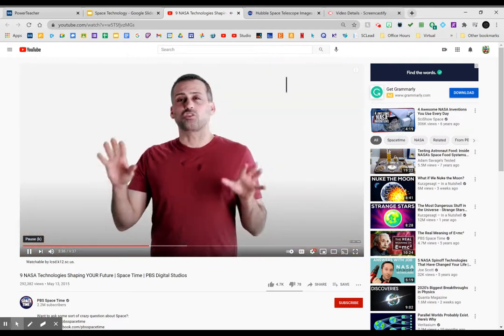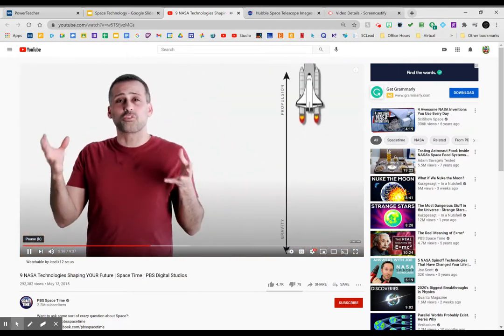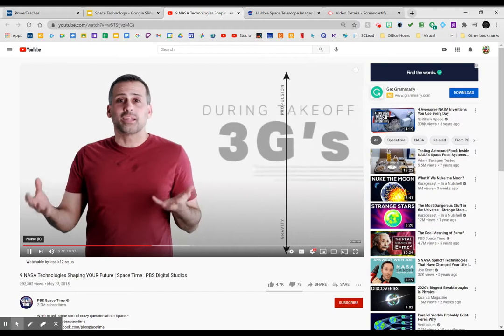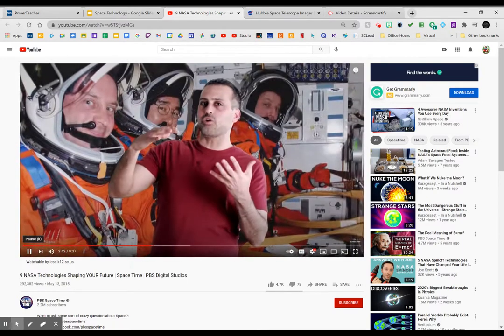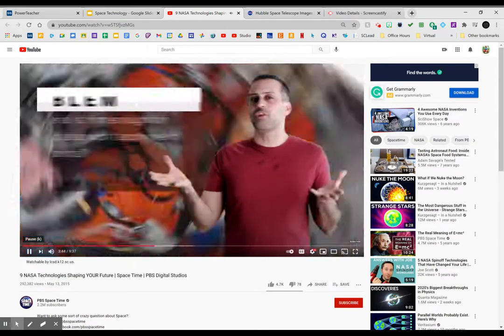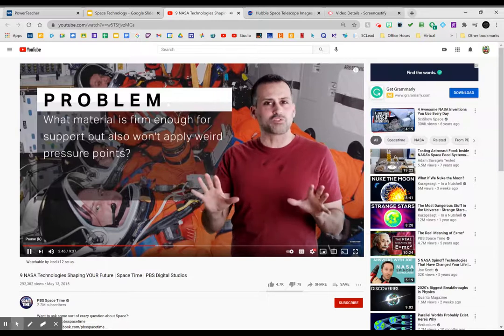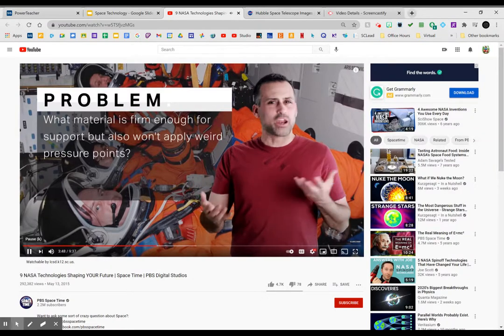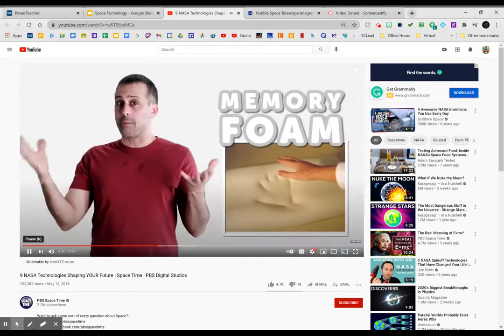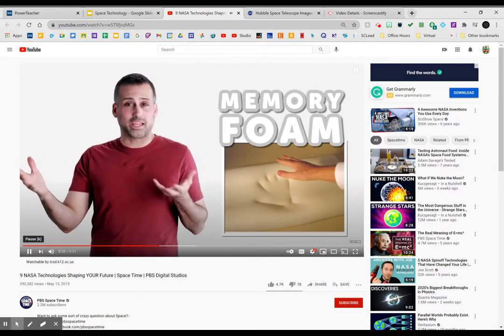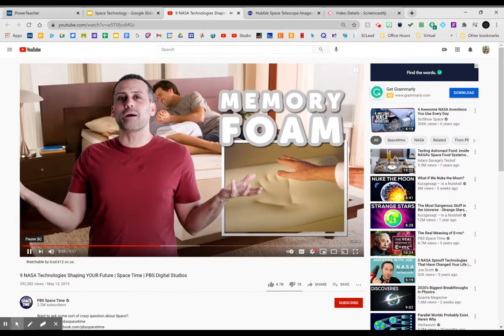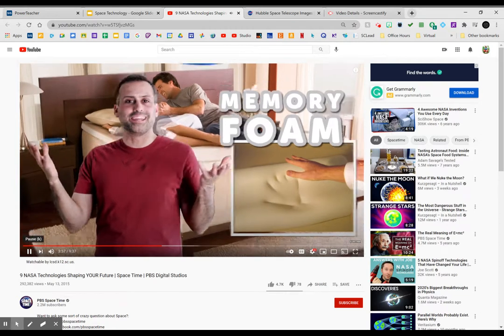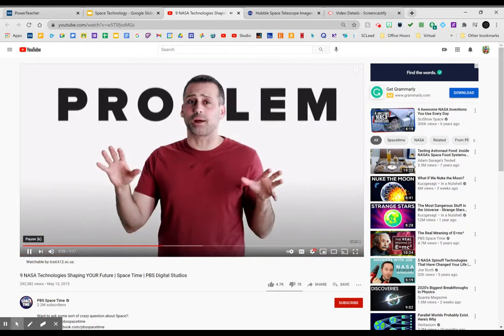Next problem. A space shuttle takeoff. It feels like about 3 Gs for the astronauts on board. Now during takeoff, they're all seated, kind of on their backs. So what material do you make those seats out of that would be firm enough to give support, but also have enough give that it wouldn't apply weird pressure points? Memory foam sounds like a pretty good candidate, right? Like in Tempur-Pedic beds? Well, where do you think memory foam came from? You got it, NASA.